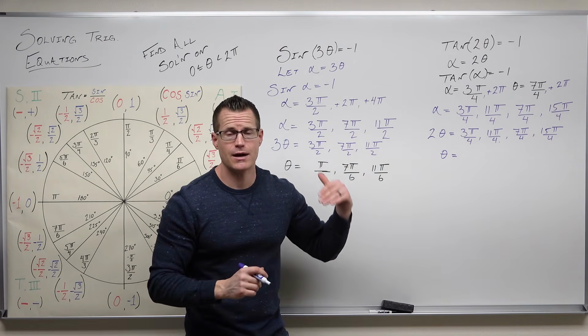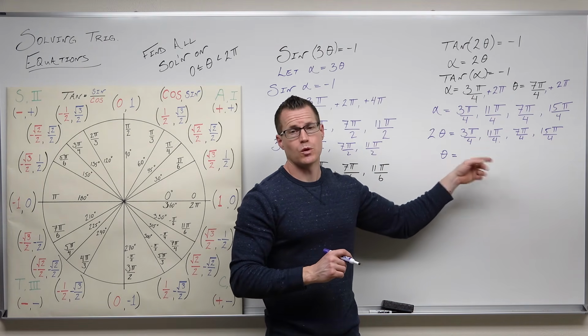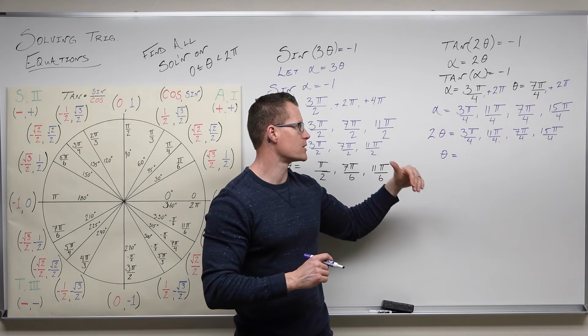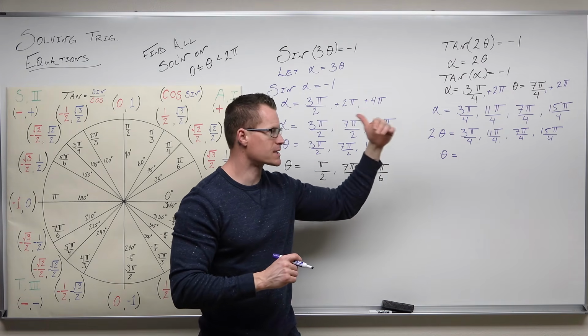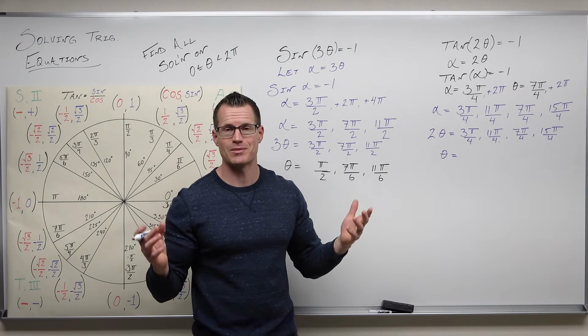And if we divide everything by 2, we're basically just multiplying our denominator by 2. So it's going to be 3 pi over 8, 11 pi over 8, 7 pi over 8, and 15 pi over 8. We don't even need to simplify. That's fantastic.